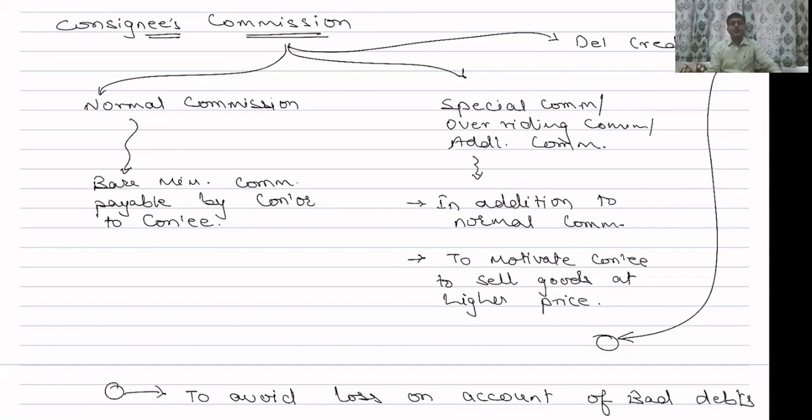However, if at all there is any bad debts loss after that, such bad debts loss will be borne by the consignee and nothing will be borne by the consignor. Right? So Del Credere Commission is a kind of insurance against bad debts. The moment you commit to your consignee that you are going to give the Del Credere Commission, then at a later point, if there is any bad debts loss, such loss will not be your loss. That will be the consignee's loss against that commission. Did you understand the concept of Del Credere Commission?